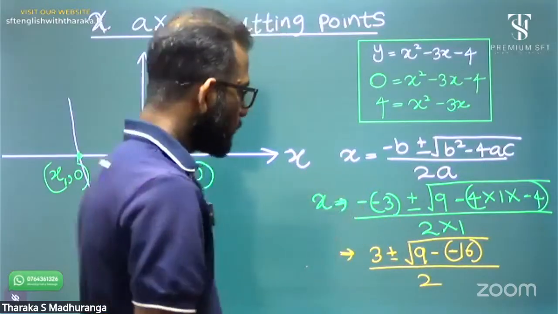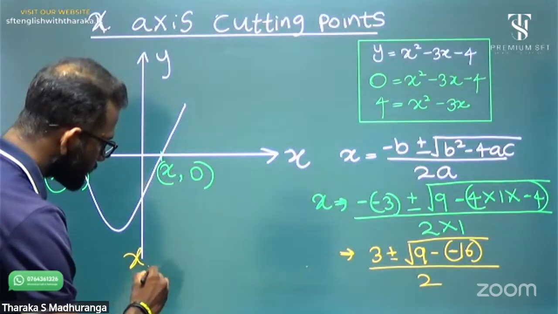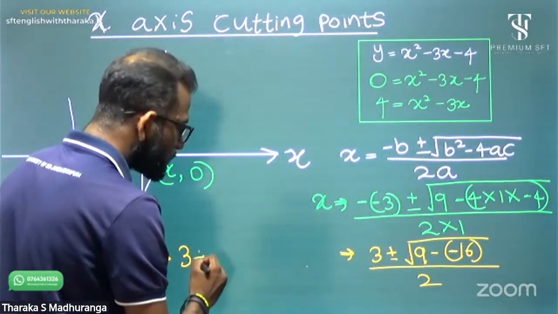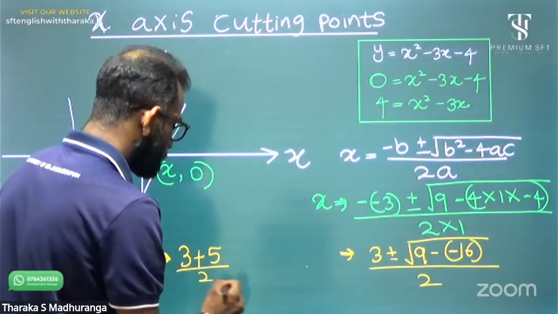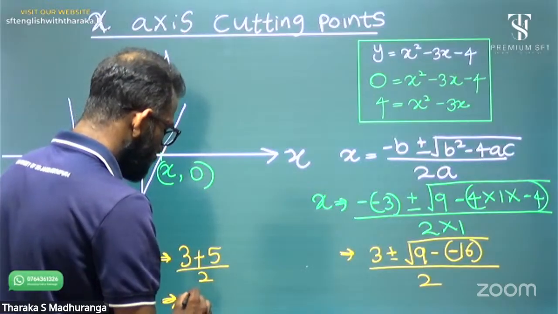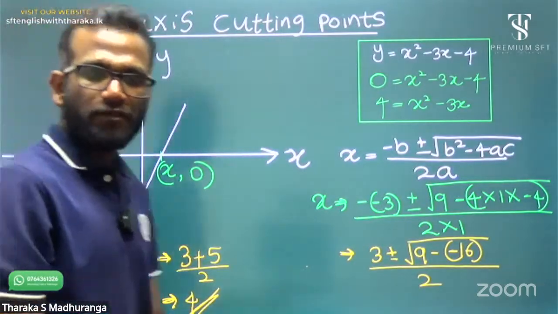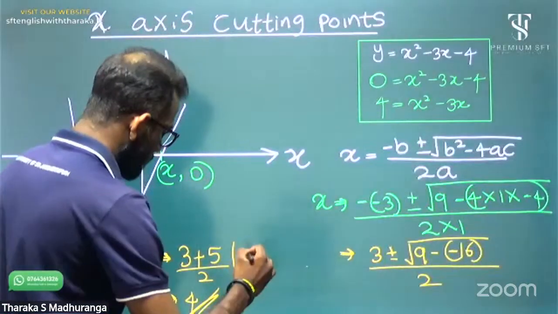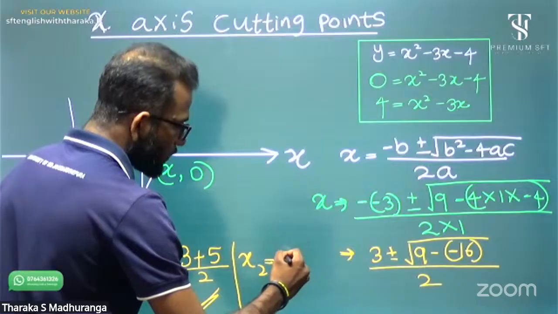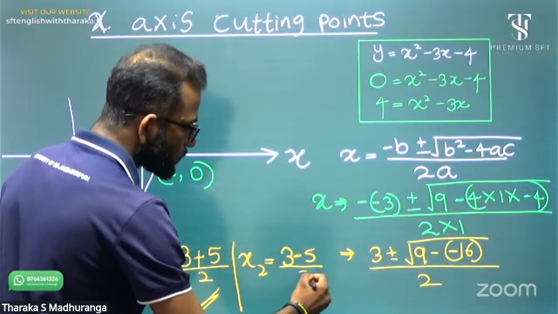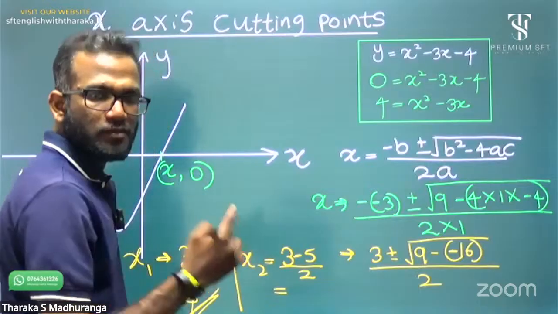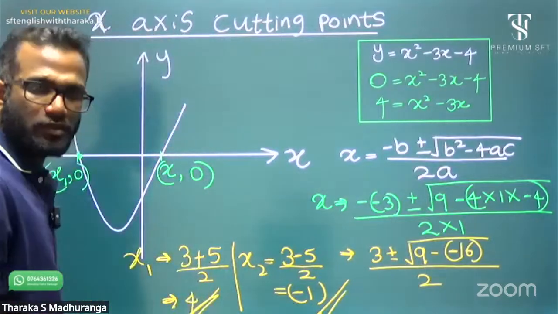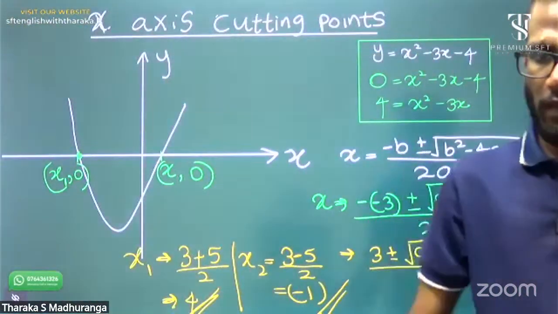Okay, now I can calculate the first x-axis cutting point. X1 equals 3 plus 5 over 2. It is 4, right? The first cutting point is 4. The second cutting point, x2 equals 3 minus 5 over 2. 3 minus 5 is minus 2. Minus 2 over 2 is minus 1. Any doubt?